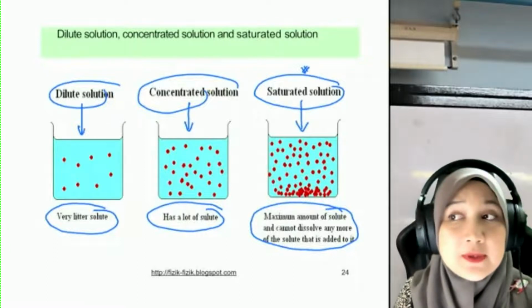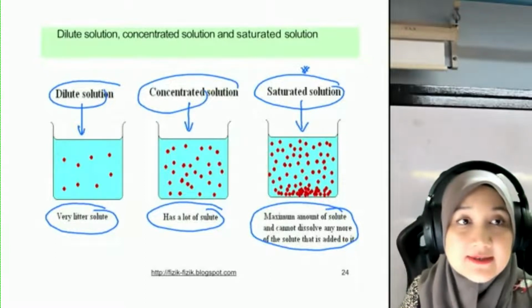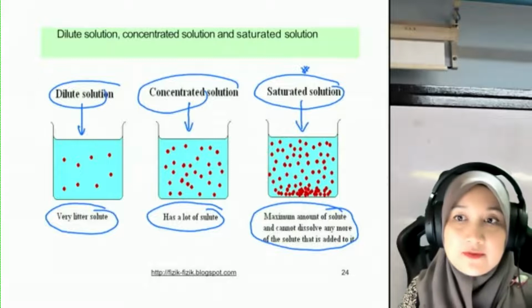Can you differentiate between these three types of solution, guys? Okay, very good, Malvinder.